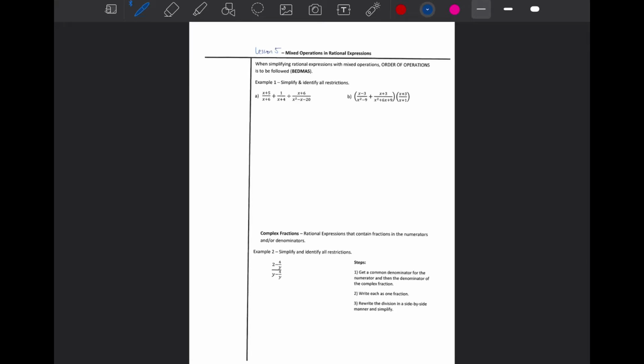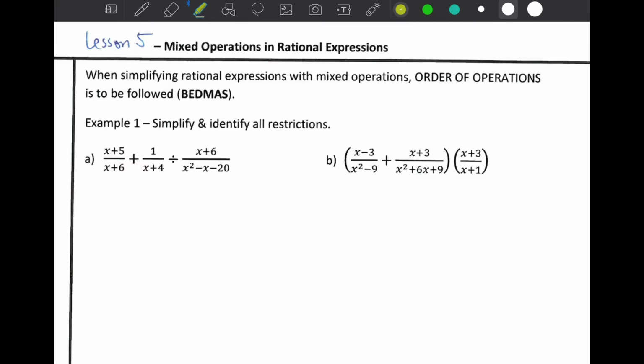Lesson 5, Mixed Operations in Rational Expressions. When simplifying rational expressions with mixed operations, order of operations is to be followed. Example 1. We have two operations, addition and division. And using BADMES, we know that we have to divide first.